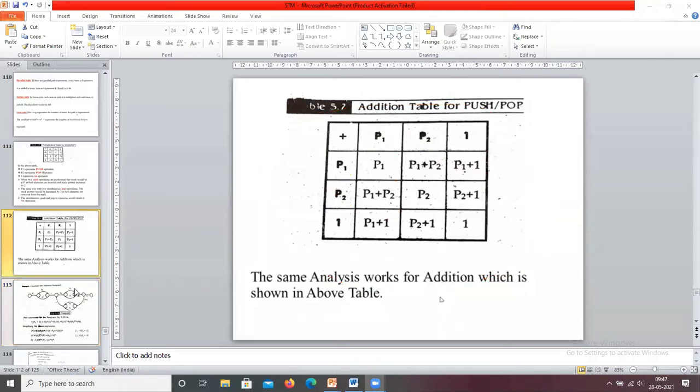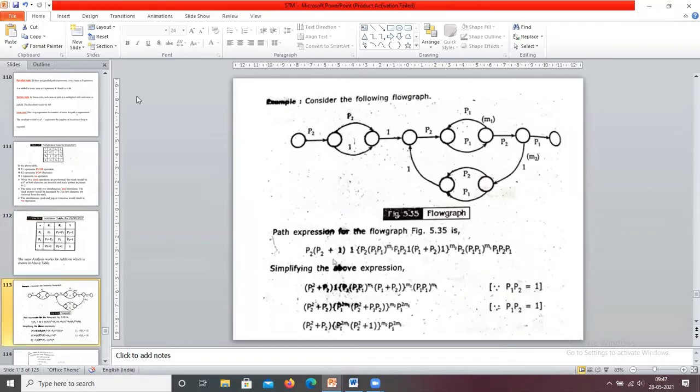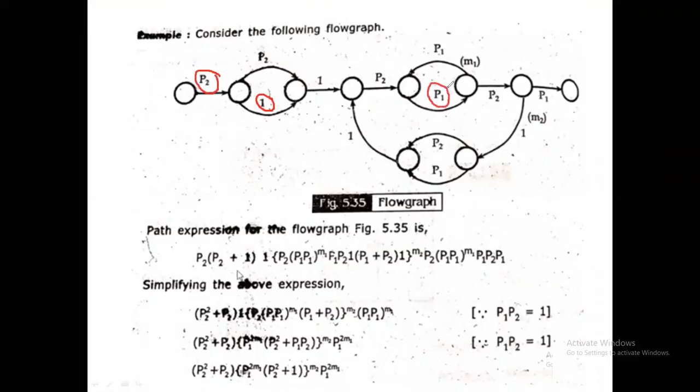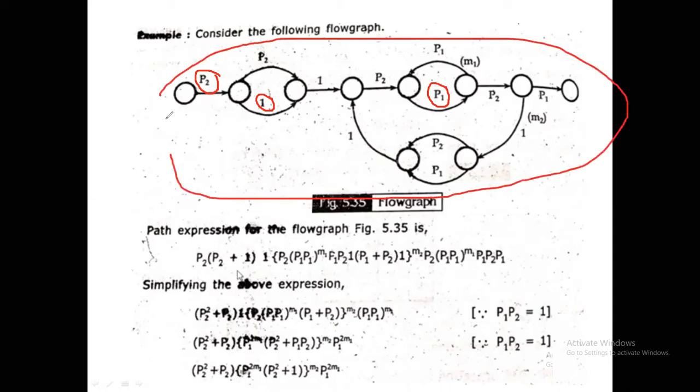So now we discuss one example. So this is the flow graph. Here, P2, P2, P2, 1. 1 represents no operation, P2 represents pop operation, P1 represents push operation. Okay, now this flow graph can be expressed like this.